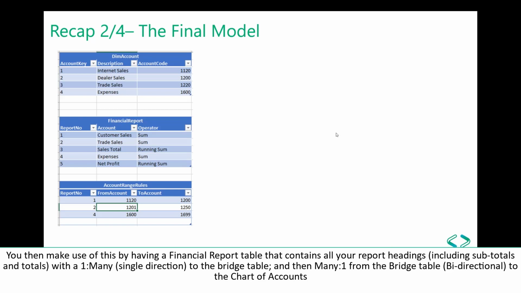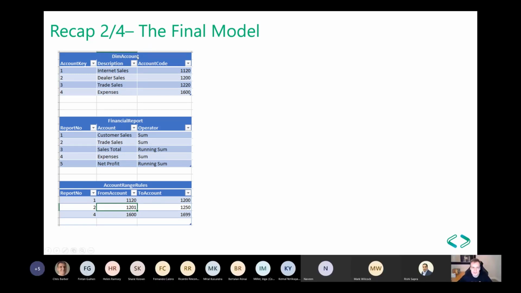Now, I'll just show how that might work, because it's quite hard to visualize that, right? So if we look at our data structures, here's our chart of accounts, which is the sort of dim account. I've got 4 accounts: internet sales, dealer sales, trade sales, and expenses, and they'll have a GL code or an account code. I want on my profit and loss to have 5 lines, right? 1 and 2 are going to be sums, but customer sales is going to be internet sales plus kind of dealer sales. So it's going to group those, right? Then I want trade sales, then I want a running sum, then I want expenses, and then I want a running sum of those, right?